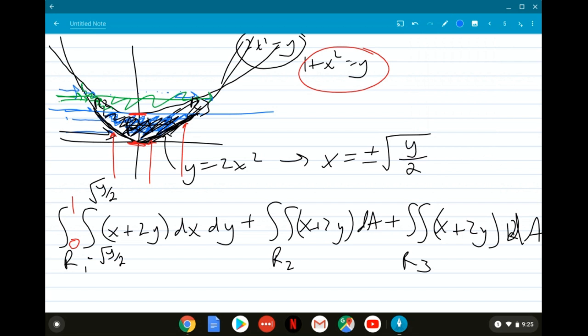Now we move on to the next integral. We enter through this side over region 2. It's still going to be that negative square root of y over 2. It's still entering the left side of that parabola. But now it's exiting the left side of y equals 1 plus x squared. So that forms my upper bound, or the right side of that region. But similarly, we're going to have to solve that for x. We get x equals plus or minus the square root of y minus 1. So we're going to exit the left half of the top parabola. So it's going to be minus the square root of y minus 1 for the top.